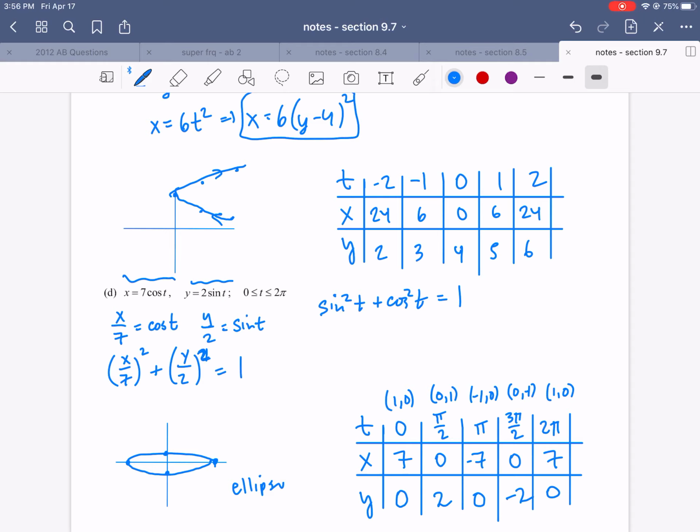And then I'm just going to square that out, and I'm going to be done. So x squared divided by 7 squared, which is 49, plus y squared divided by 2 squared, which is 4, is equal to 1. And there is my elimination of my parameter. That is my rectangular equation.